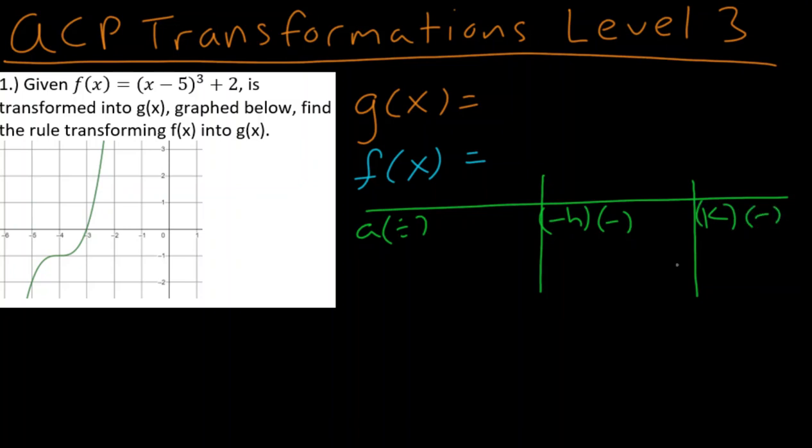Now in this problem, what we're given is f of x is equal to (x minus 5) cubed, and then a nice plus 2 out there for k. But we're not explicitly given what g of x is. In fact, we're given the graph of g of x, which you can see right here. So how in the world do you find g of x when given the graph?